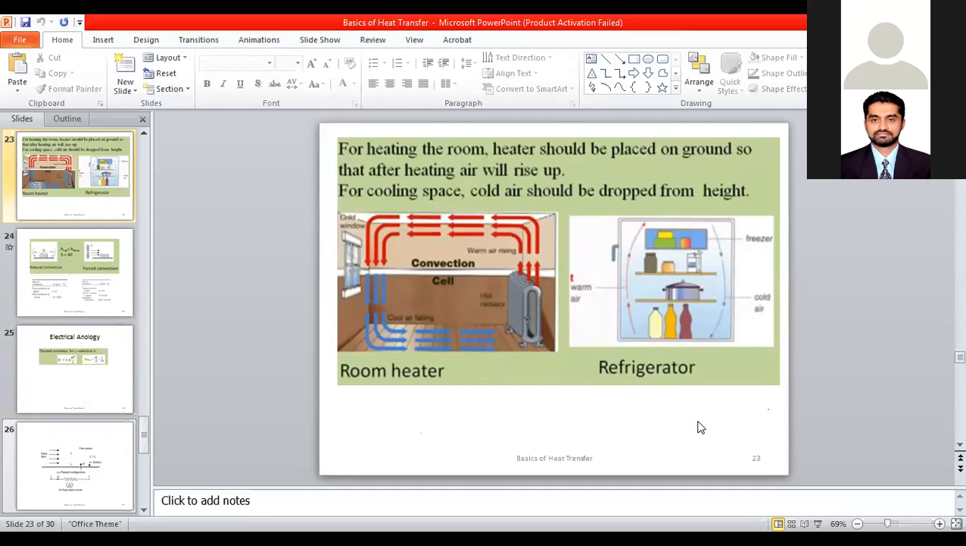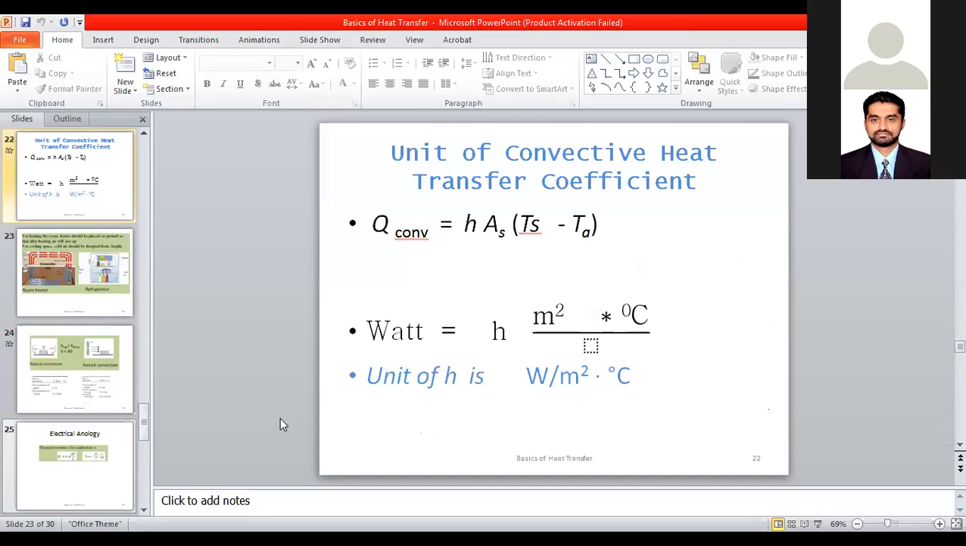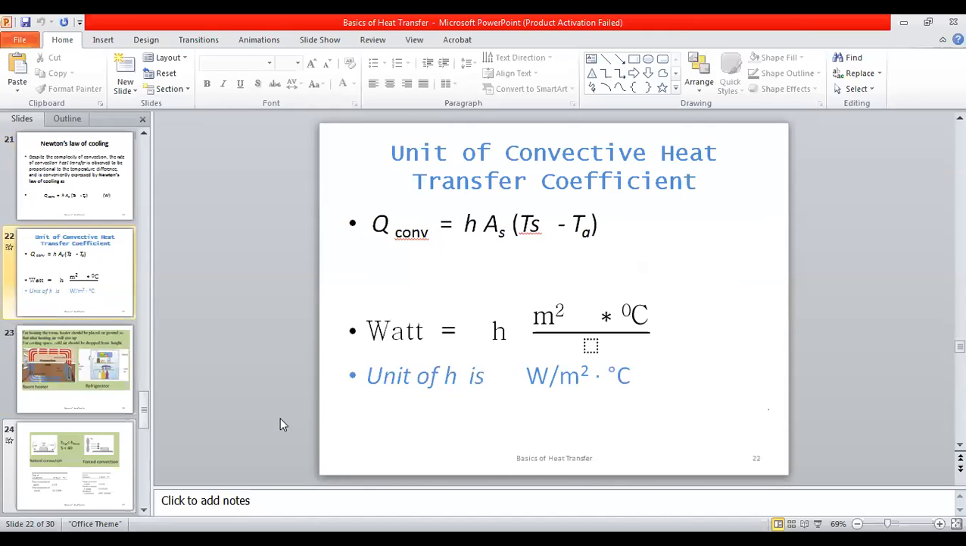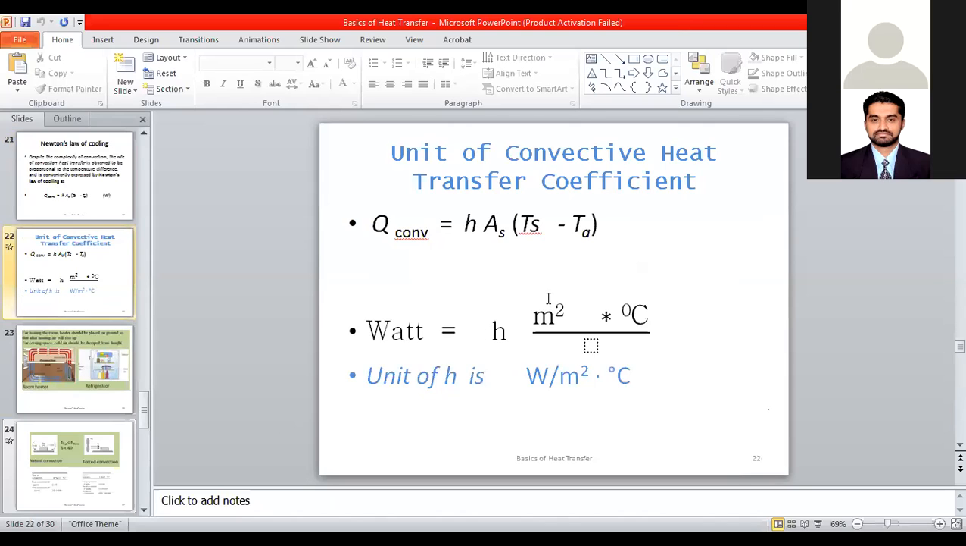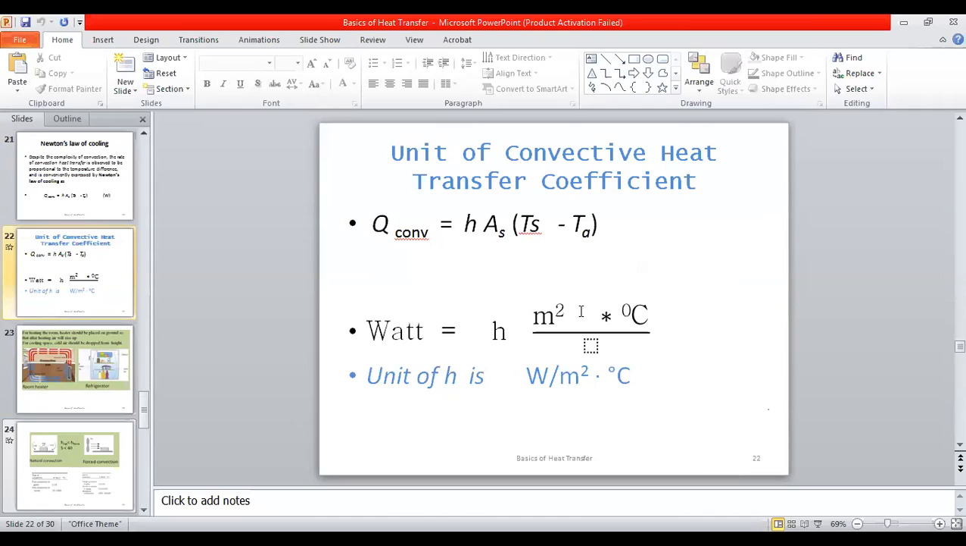Now, the unit of h. What is h? h is called the convective heat transfer coefficient. Then the unit of h is watt per meter square per degree centigrade.